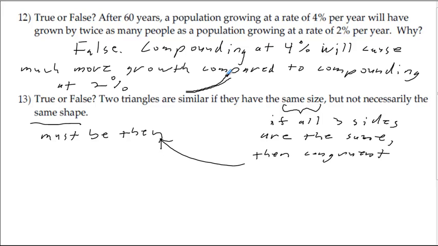And on 13, it says two triangles are similar if they have the same size but not necessarily the same shape. It's kind of a bad question. If two triangles have exactly the same size, that means all three sides are the same length, then they have to be the same shape. They have to be congruent. So in this one I accepted true or false. I accepted both. But really, if they have the same size, they have to have the same shape, so they have to be similar. Since similar means just same shape, congruent also have the same shape and same size. So it actually fits both of those categories.